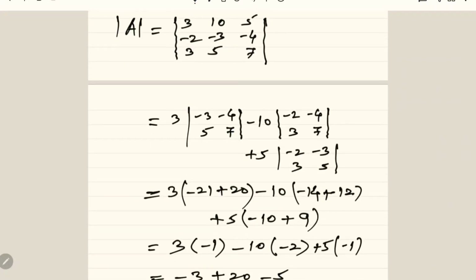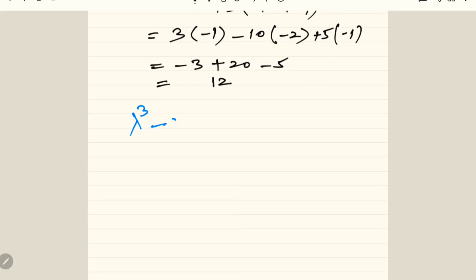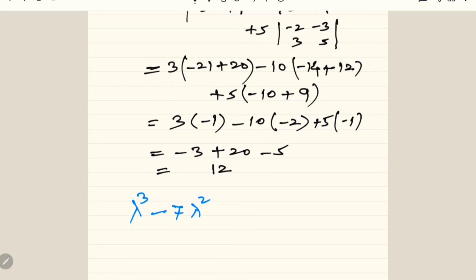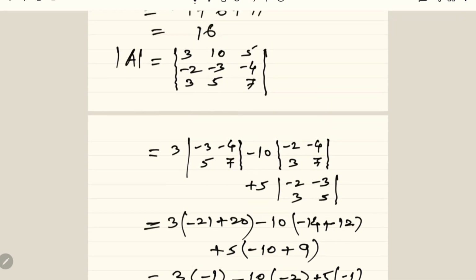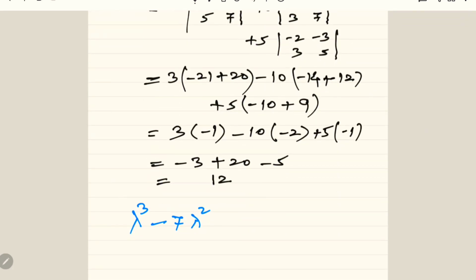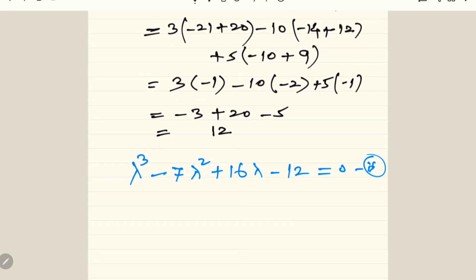It is 7. Therefore, 7 lambda square plus S2 lambda, the value of S2 is 16 lambda, and minus determinant of A, the determinant value is 12. Equation number 2. Whatever this equation in terms of lambda is, it is called the characteristic equation. Answer for the first question.